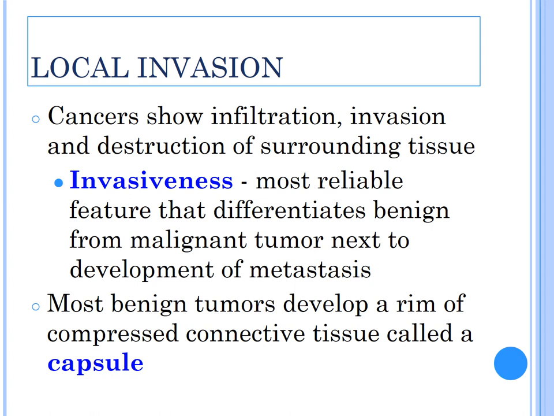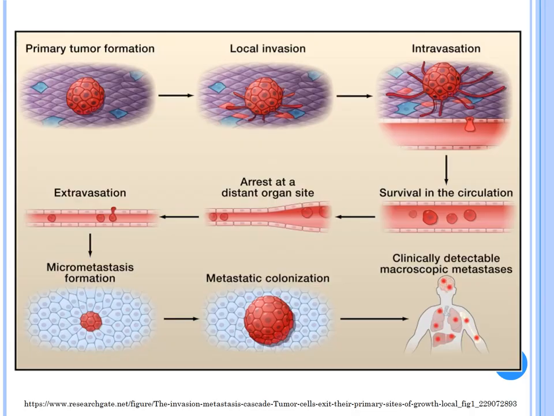And it forms a capsule. And that capsule actually limits the rapid growth of the cells, because they have to push against that capsule. And that is the compressed connective tissue. And so most of the encapsulated, your primary tumor, and you can see that it is going outside and invading the adjacent tissue.